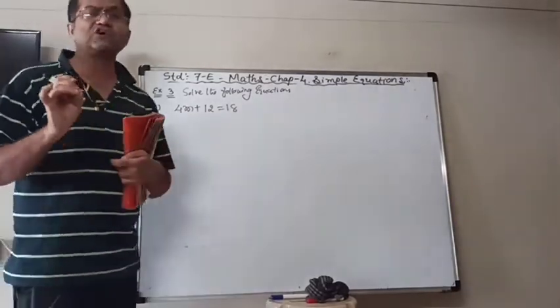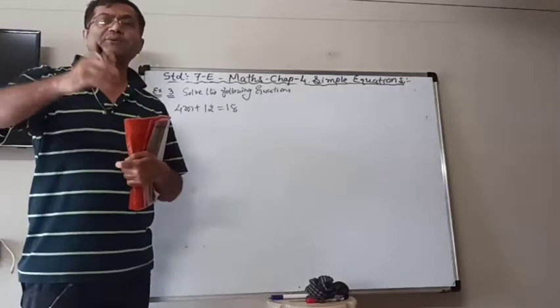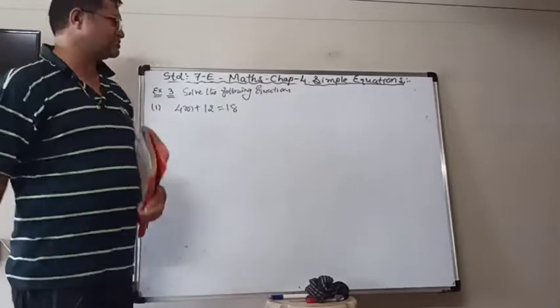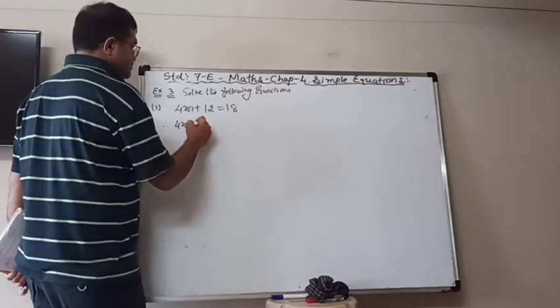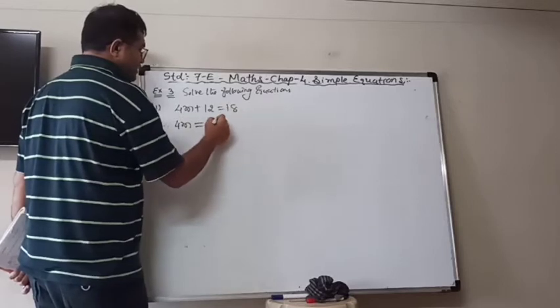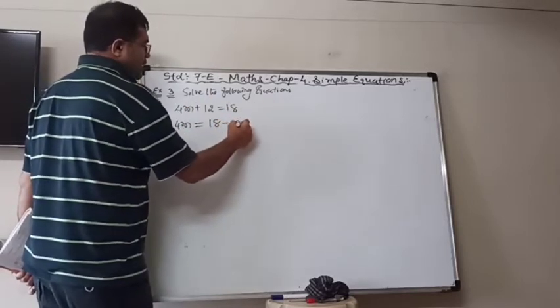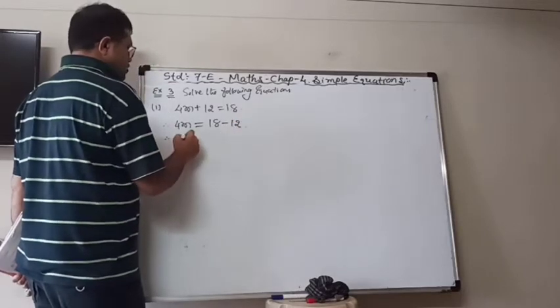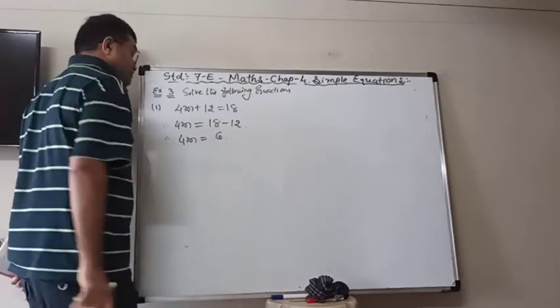Now every time it is not necessary to write down in the bracket transposing from LHS to RHS. We will directly do it here. So 4m is equal to 18. Now this plus 12 is transposing, so it is becoming minus 12 that side. So 4m is equal to 6.